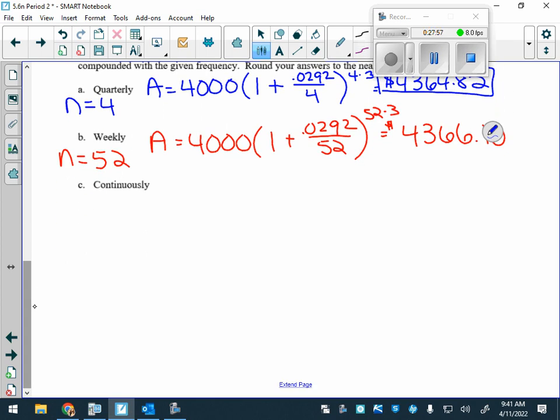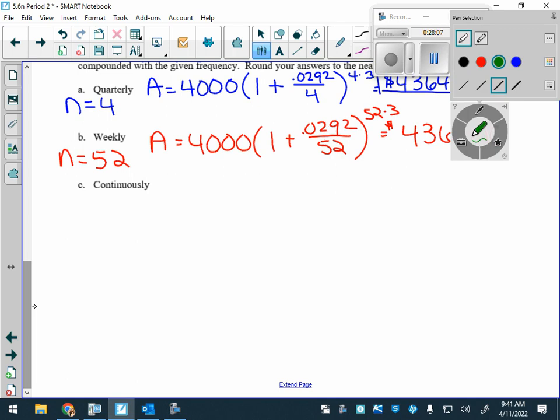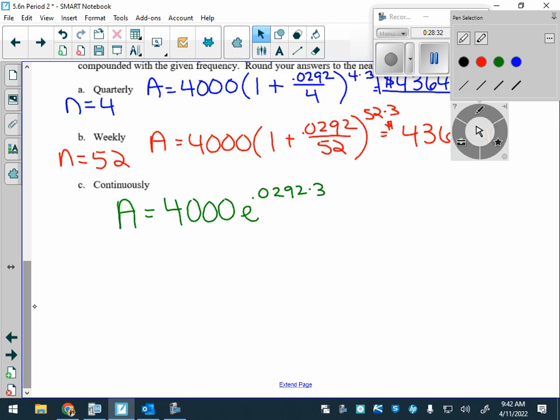And the last one is compounded continuously. Are we using the same formula as A and B? No. We will be using the PERT formula, which is A equals PERT. Our initial amount is 4,000. e is what we find in the calculator. It's an irrational number. Times our rate, which is 0.0292, times 3.